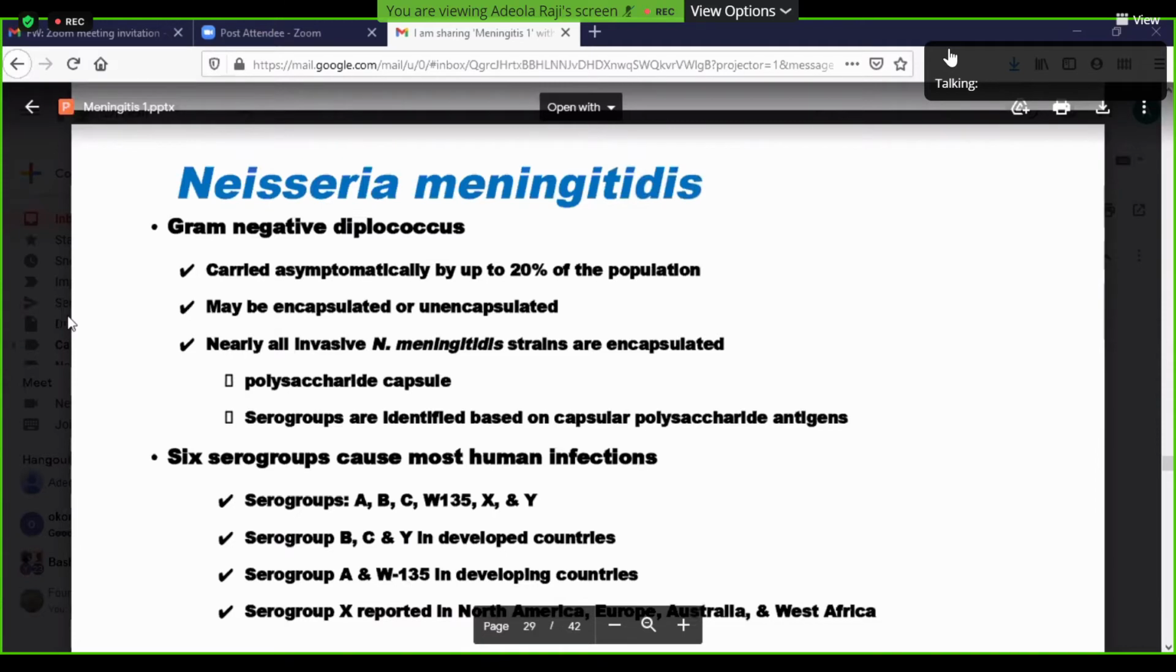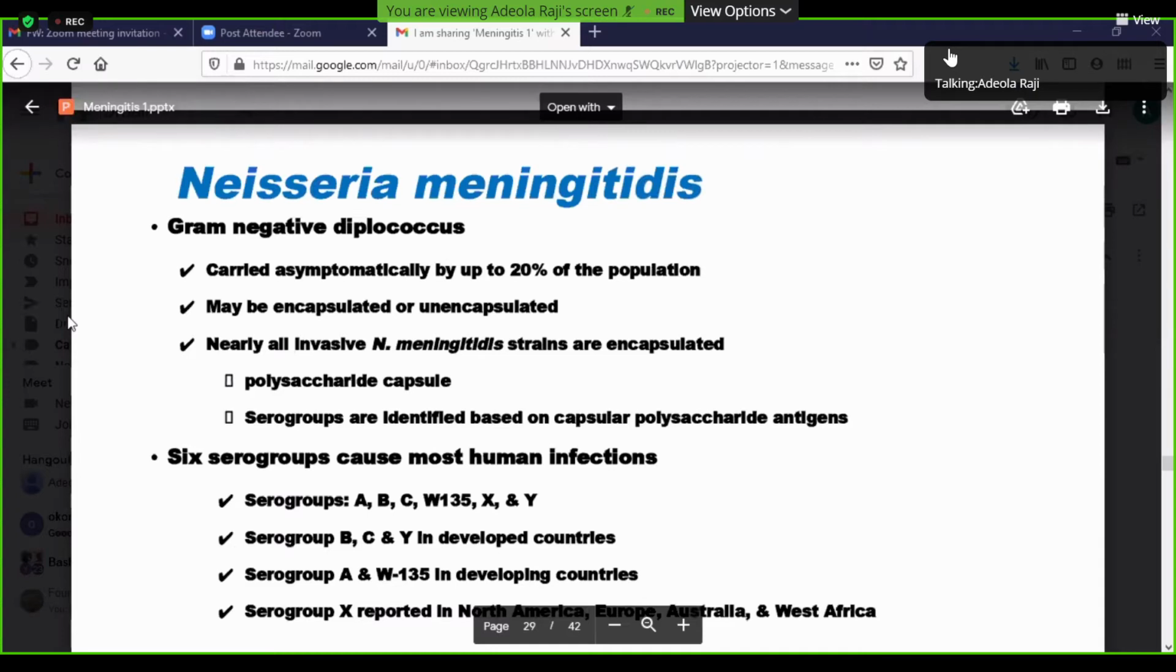Now, the encapsulated strains are the pathogenic ones. Those without capsules do not cause meningitis. They don't cause invasive infections. Nearly all invasive Neisseria meningitidis strains are encapsulated. So you have the polysaccharide capsules. And apart from that, these capsules can help in serogrouping because they are antigenic. So you can serogroup the different organisms. Six serogroups are associated with human infections often. The serogroups are A, B, C, W135, X, and Y.